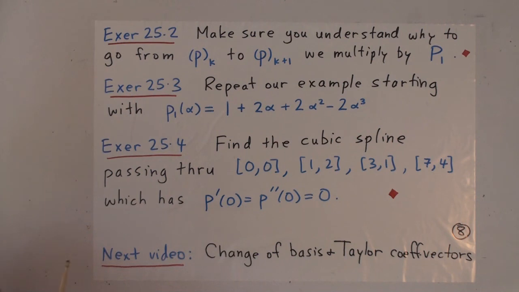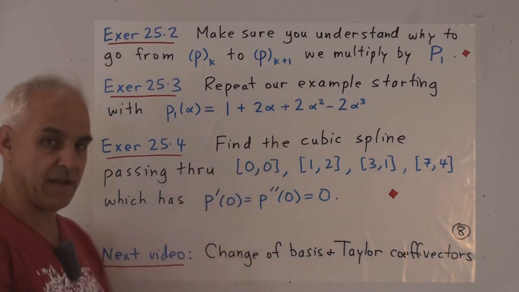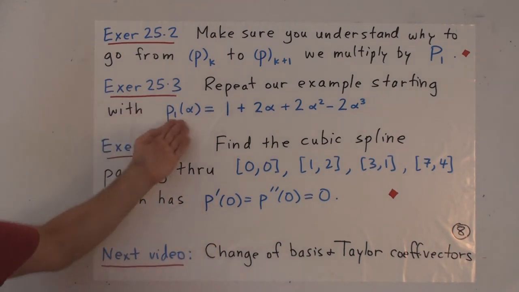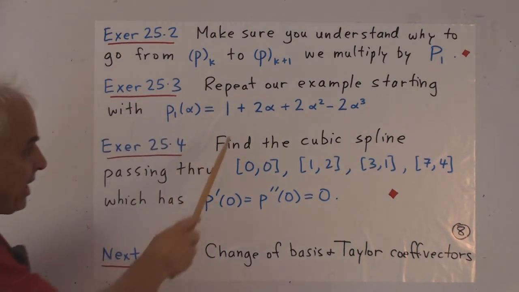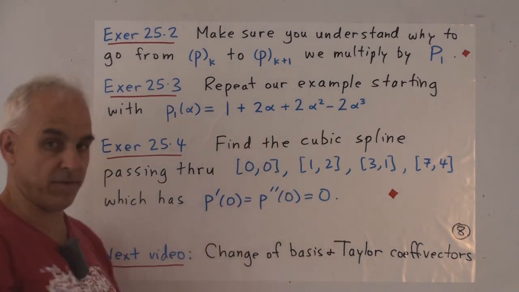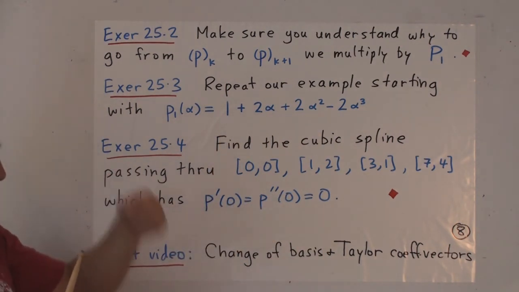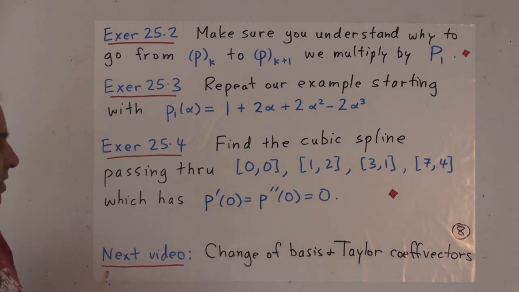Then just a repetition of the example. So repeat our example, same points, but start, say, with this polynomial, which also goes through 1 at 0, and at 1 it also goes through the point 3. So you can just do the same computation and see what the cubic spline looks like.